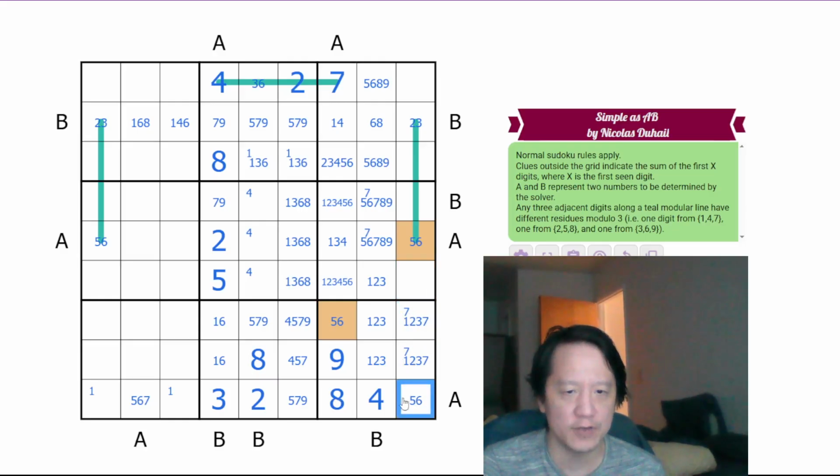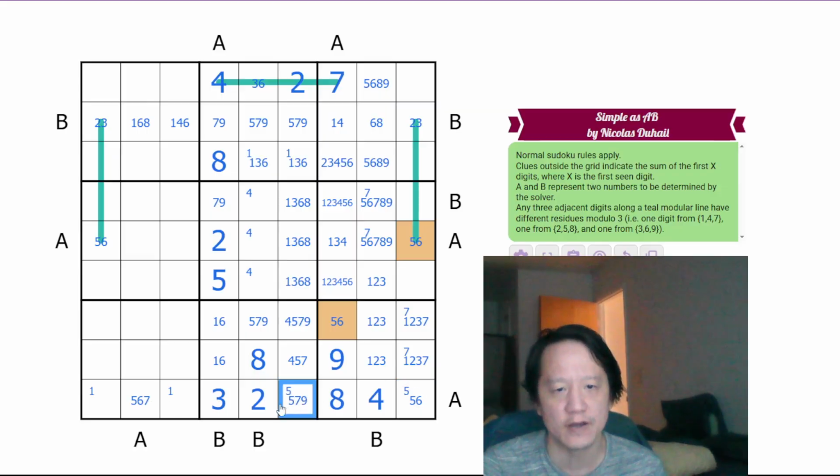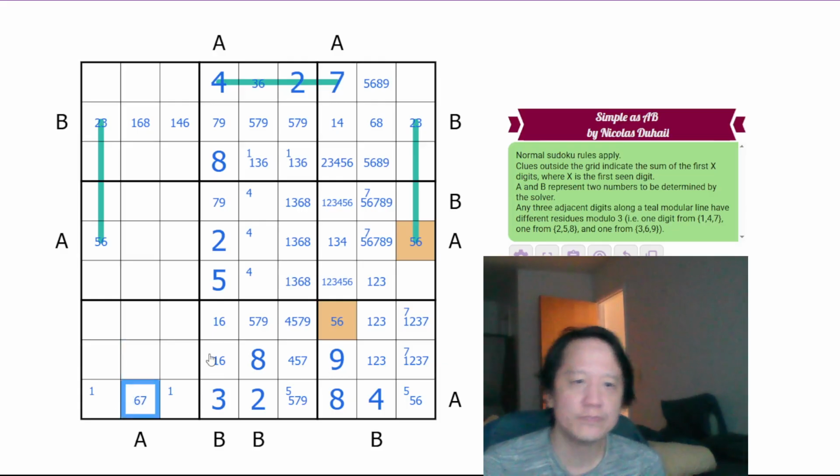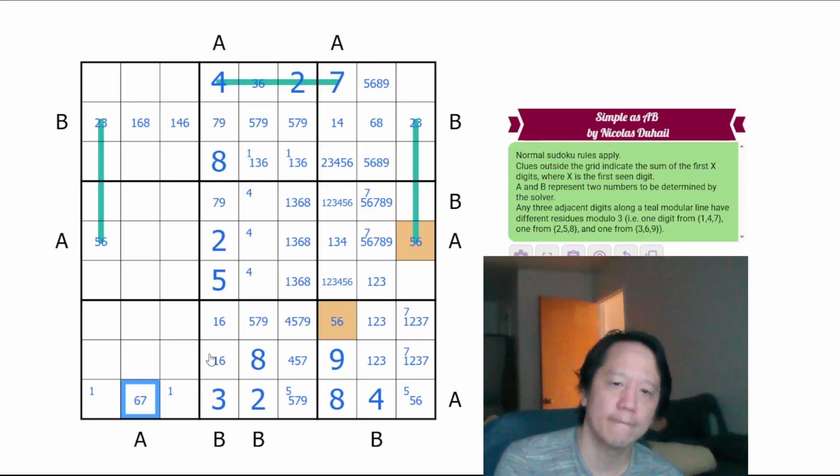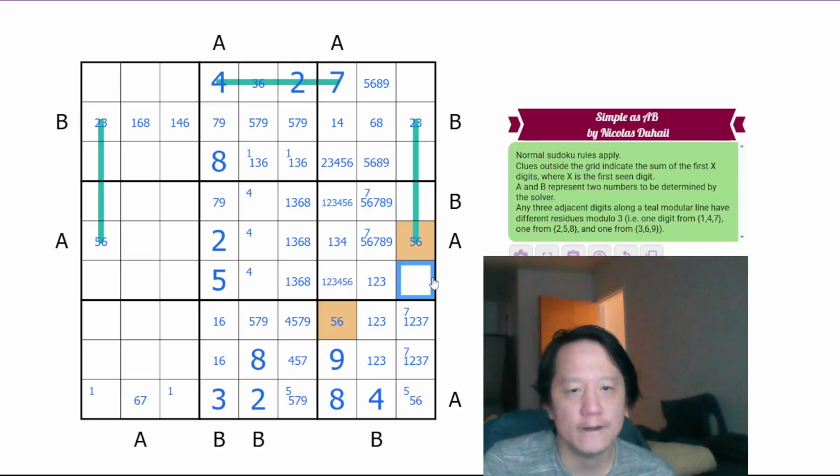So 7 is guaranteed to be here. If we have 5 here, that makes this 9. If this is 6 here, this is 14 already. We have to have 5 here. So we're guaranteed one of these two is a 5. That eliminates 5 from being here. Not sure where this blue 5, 6 is. 5 eliminates 5 here.